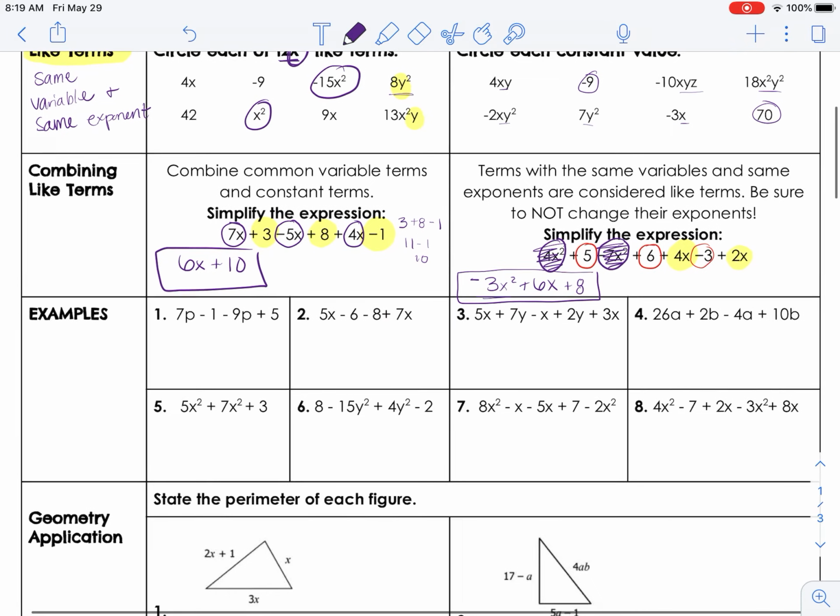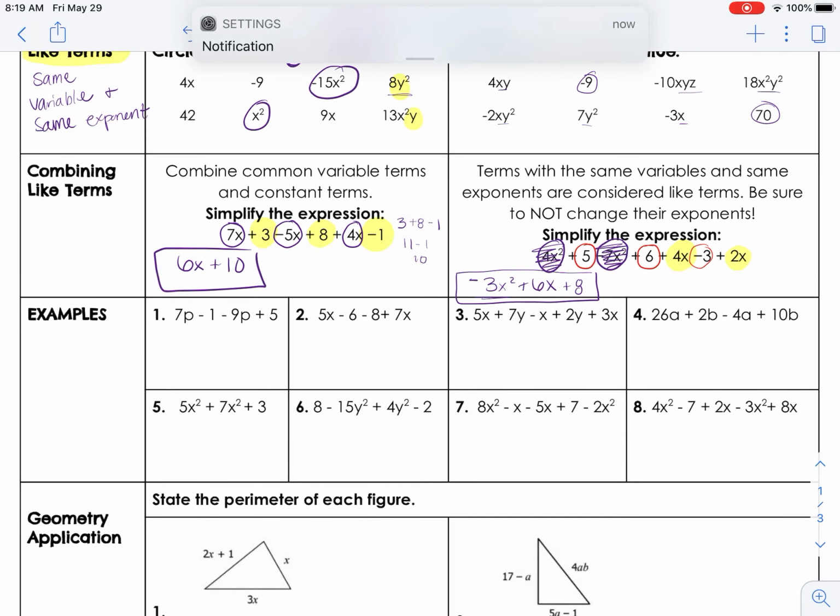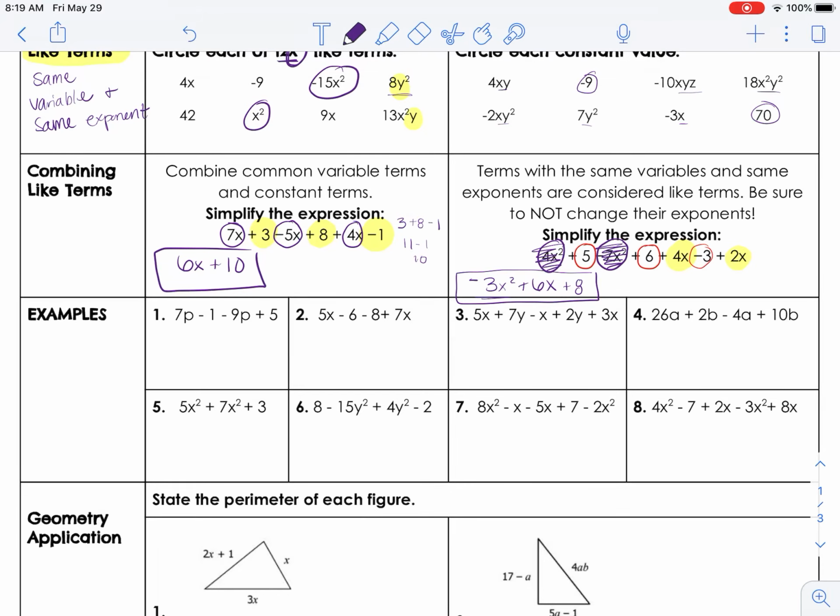So let's do a couple more examples. I'm going to do a couple with you, and then I'm going to leave you to do some examples on your own. So let's start with number 1. We've got our p terms that we're going to need to combine because they have the same variable and the same exponent. So I've got 7p minus 9p gives me a negative 2p.